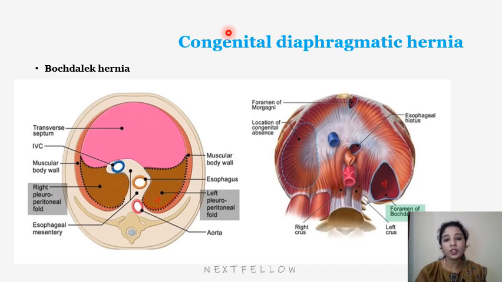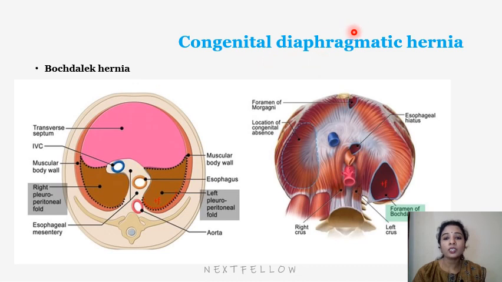The most common type of congenital diaphragmatic hernia is Bochdalek's hernia. The next congenital hernia is through the foramen Morgagni, that is called Morgagni hernia. And the third type is diaphragmatic eventration, where there are central tendon defects of the diaphragm, or other types of congenital hernias may be seen. So first we shall discuss Bochdalek hernia.